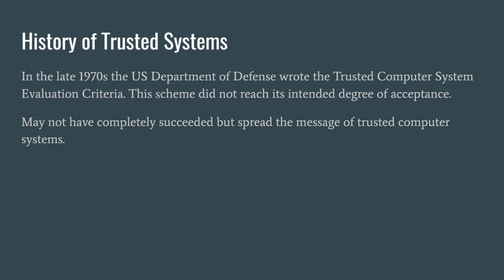The history of trusted systems starts in the late 70s when the U.S. Department of Defense wrote the Trusted Computer System Evaluation Criteria, which was a document that specified functionality, design principles, and evaluation methodology for trusted computer systems. This document may not have become as popular as the creators wished, but what it did do is spread awareness for the need of computer security to other areas such as Canada, Germany, and England.